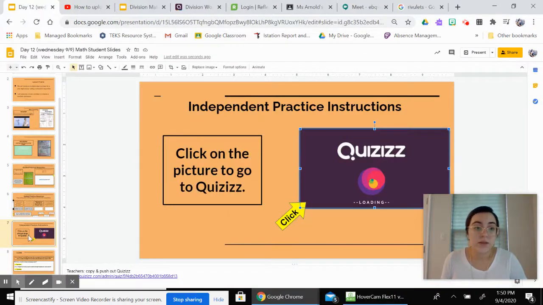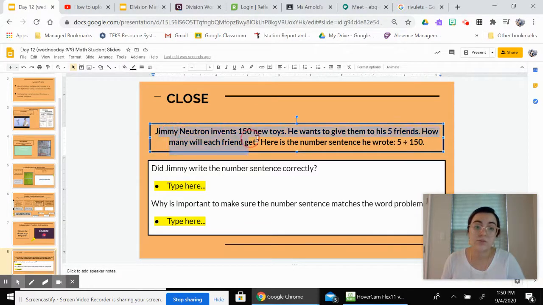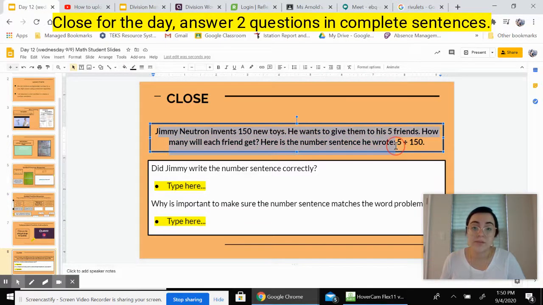And then our last thing that we have here is our close. You are going to read this problem. It says Jimmy Neutron invents 150 new toys. He wants to give them to his 5 friends. How many will each friend get? Here is the number sentence he wrote. Jimmy Neutron says that we should have 5 divided by 150.